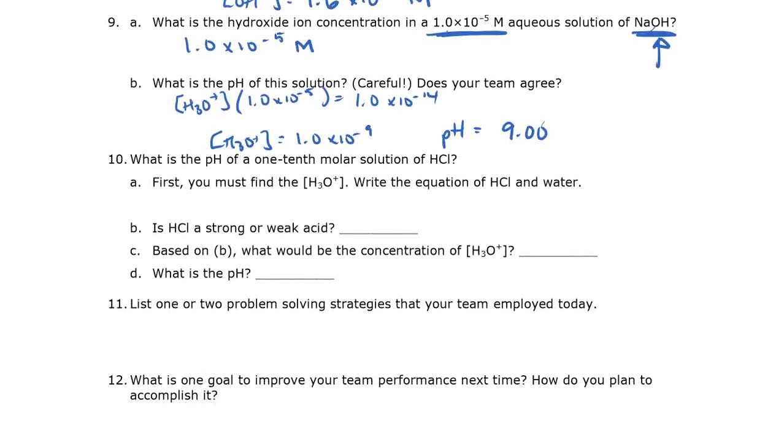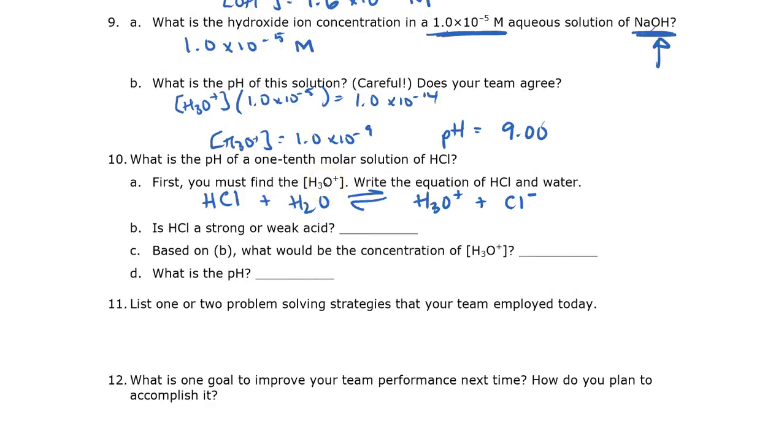All right, number 10. What is the pH of a 1/10 molar solution of HCl? Pause the video and do part A. Pause now. All right, so let's remember how to do this one. HCl in water gives you hydronium plus chloride. This is an acid-base reaction. You remember how that works. A proton gets transferred to the water to become hydronium. Hydronium is the conjugate acid of water. That leaves you with chloride ion, which is the conjugate base of HCl.